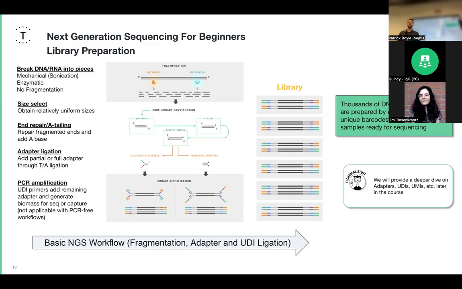Any questions on that? This is the tenet of library preparation. This is the very basics of library preparation, but all of our kits do this in some form. So it's probably pretty good to understand this a little bit. If there are any questions, please let me know.